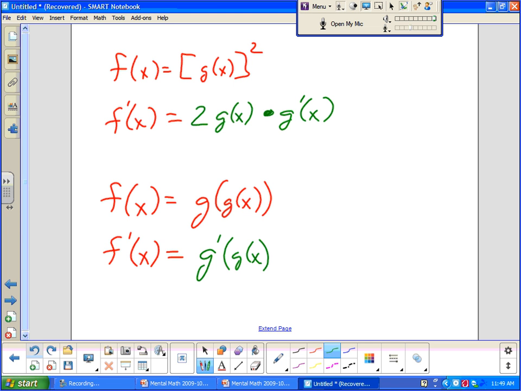But then you got to multiply it by what? The derivative of the inside. And again, these are chain rules, both of them, okay? And there are examples in the book. Look at the chapter review, or even in the section where the chain rule is introduced. All right?